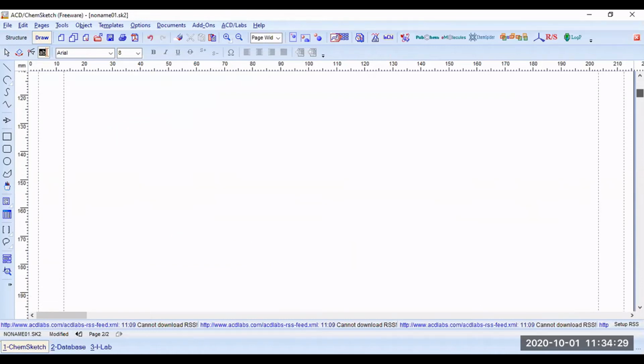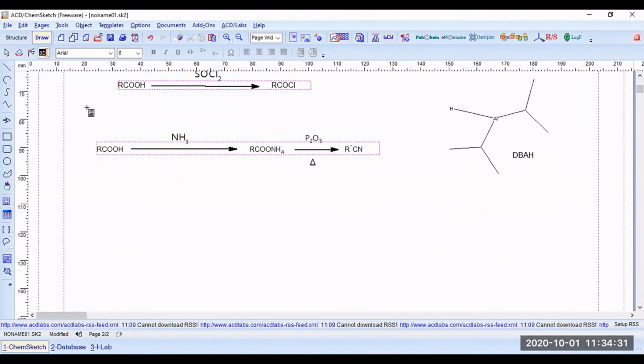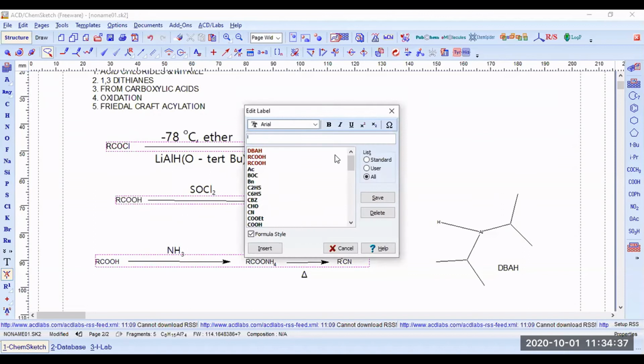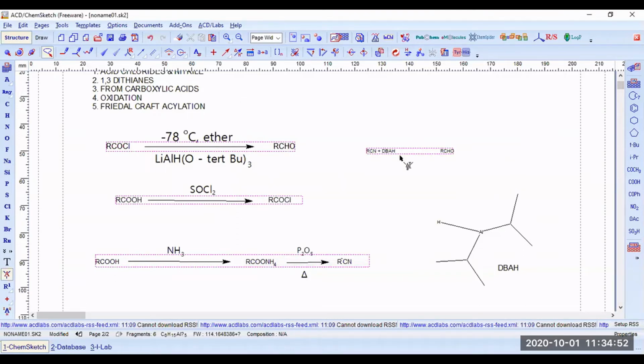Alkyl nitriles, that is RCN. If you are treating it with DIBAH, RCN plus DIBAH will give us RCHO. That is the reaction, and this is the reagent.